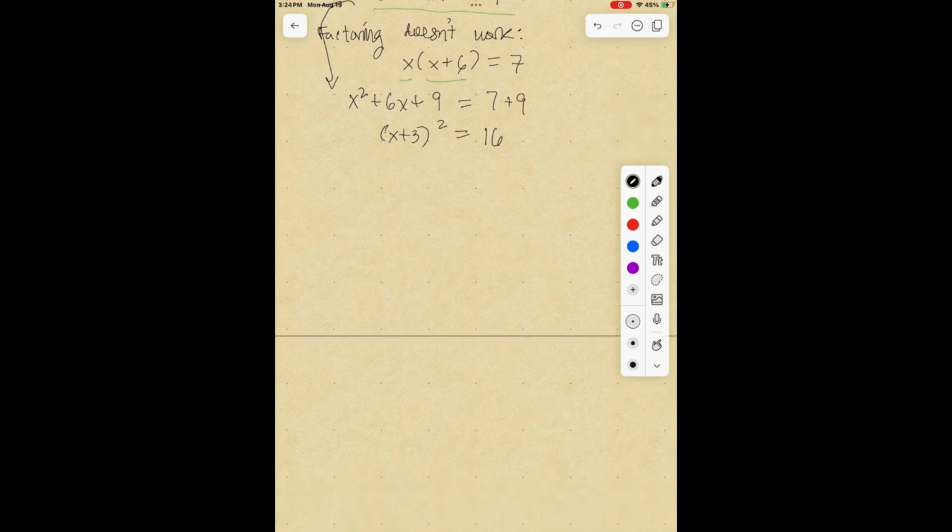Anyway, x plus 3. x plus 3 equals what? 4 or negative 4. Now remember, what I'm not going to do is put a square root, and then put a plus or minus, and then cancel. We're not going to do that because it doesn't make any sense and it's not mathematically correct.